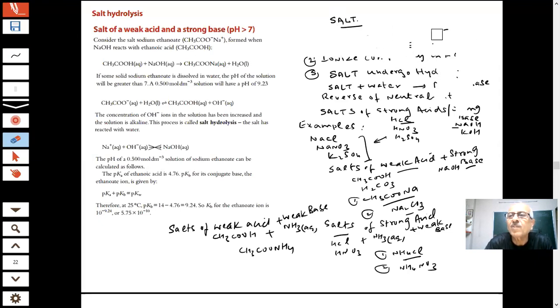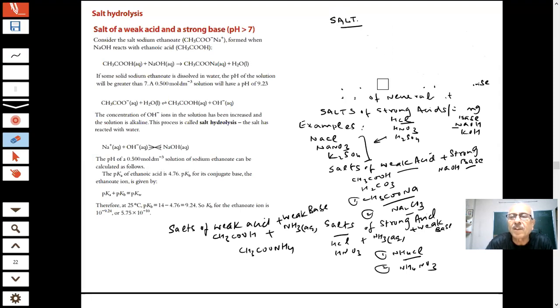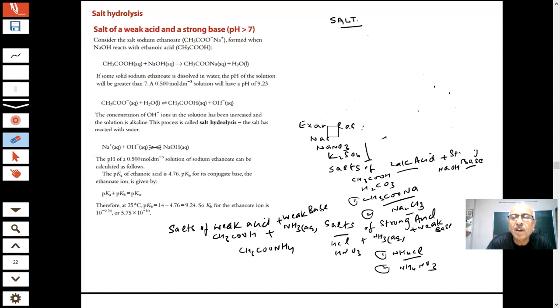So today we are going to see whether the hydrolysis of salts produces what type of solution: acidic, basic, or neutral. It depends on what type of salt we have. When they are hydrolyzed, the solution could be acidic, basic, or close to neutral. Let us see how the salts are hydrolyzed.